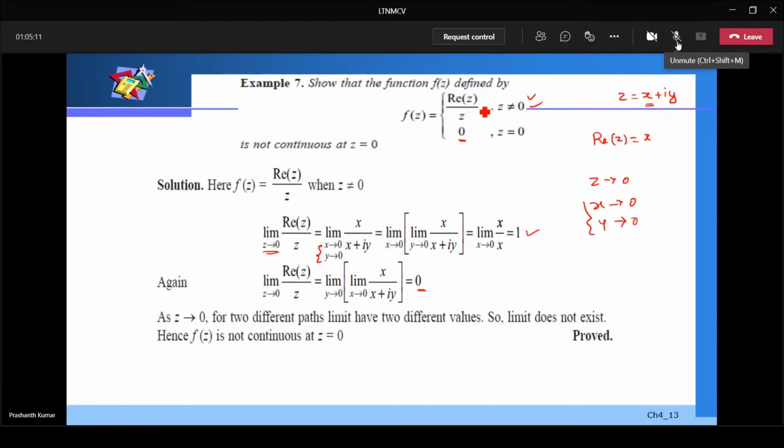Suppose the limit exists but these two values are not equal, then also the function is not continuous. Here in this case, the limit completely does not exist. Okay, so therefore the limit does not exist, therefore it is not continuous.